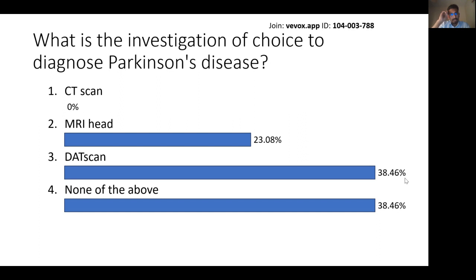Well, now let's go back to the poll. DAT scan and none of the above are the majority. So actually the right answer is none of the above.